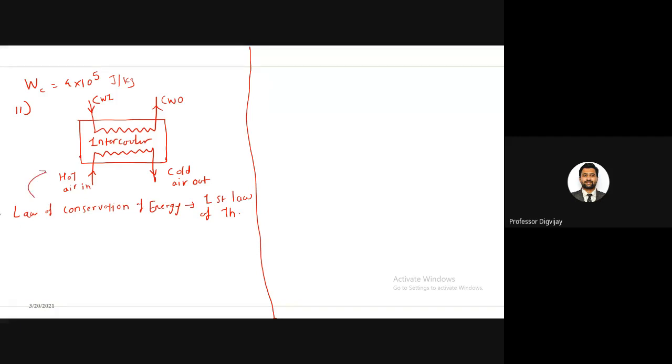So here in this case, see what is happening. Whatever heat is gained by cooling water, right? So cooling water comes in contact with hot air. When the cooling water comes in contact with the hot air, the hot air temperature will decrease and the cold water temperature will increase slightly. So whatever heat gain by cooling water will be equal to heat loss by hot air. That means all the energy is being conserved.